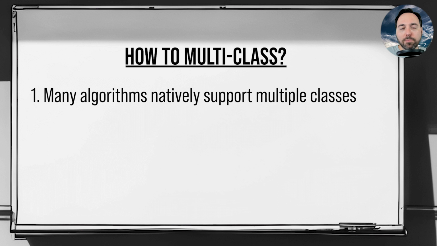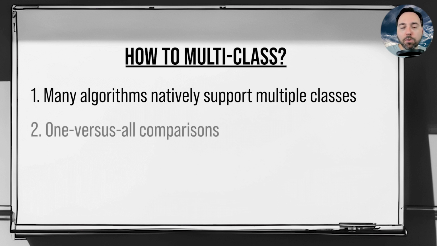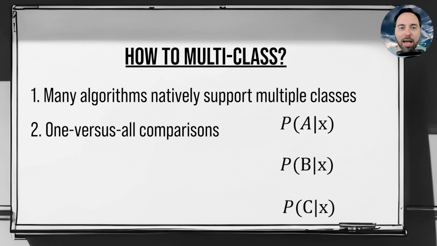And for algorithms that require exactly 2 classes, we have a neat trick. We can perform something called one versus all comparisons. The idea is simple. Suppose that I have 3 classes, A, B, and C. I would like to predict the probability of each class being the correct class given some set of inputs. But if I'm using logistic regression, I can't do that. I have one too many classes.